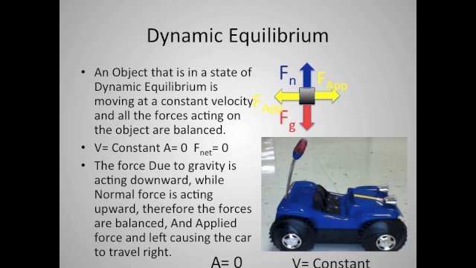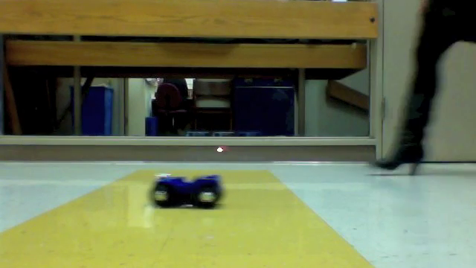Dynamic equilibrium. Dynamic equilibrium is when all forces are balanced, but the object is moving at a constant velocity, therefore acceleration equals zero. Here is an example video of dynamic equilibrium. The car moves along the floor with a constant velocity.